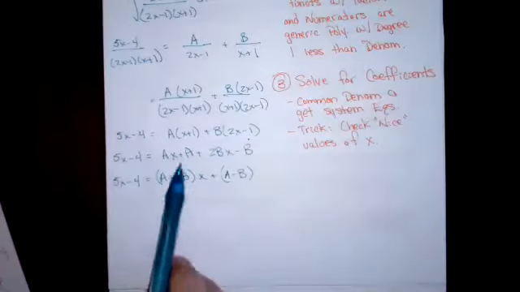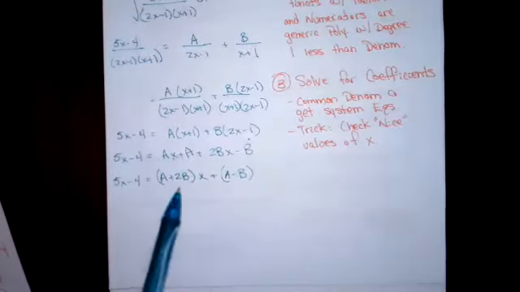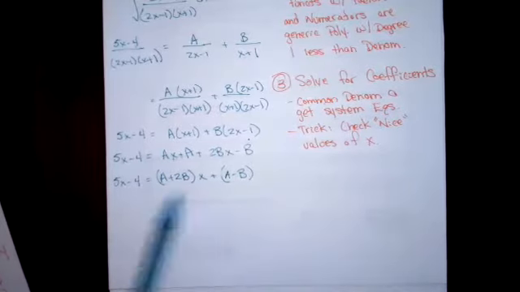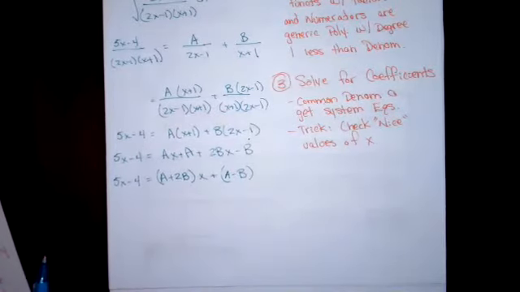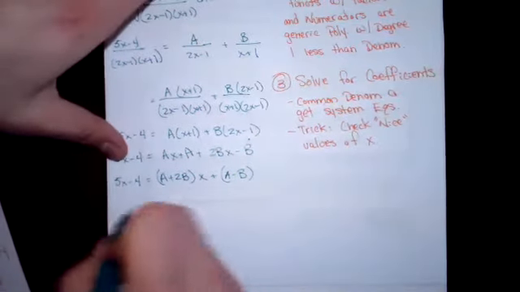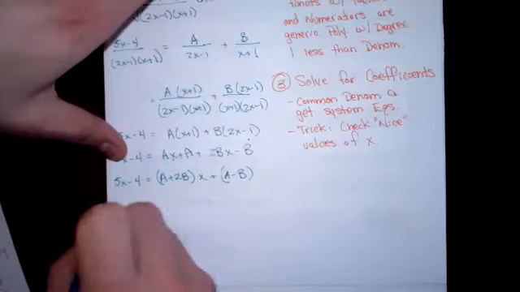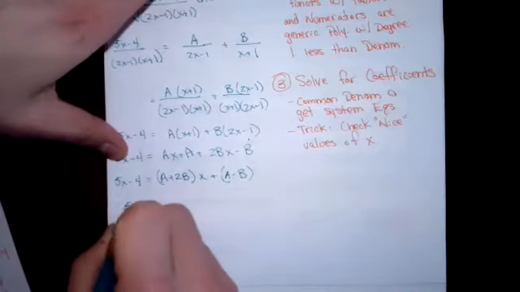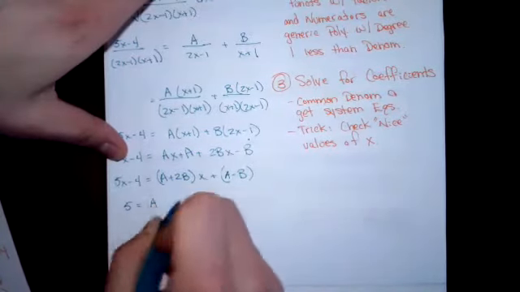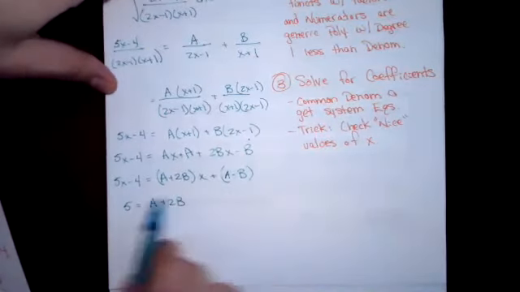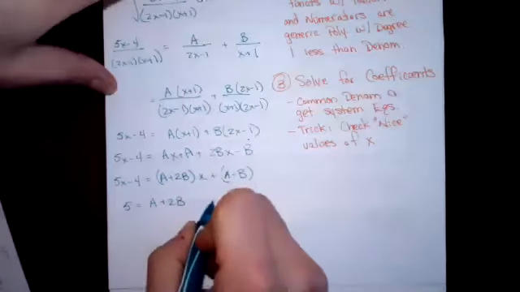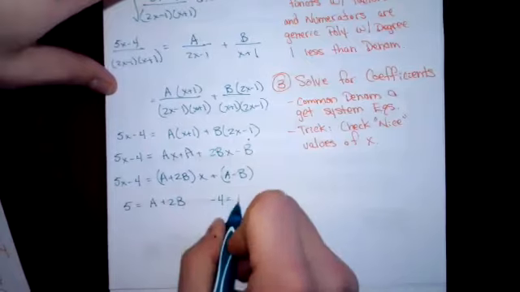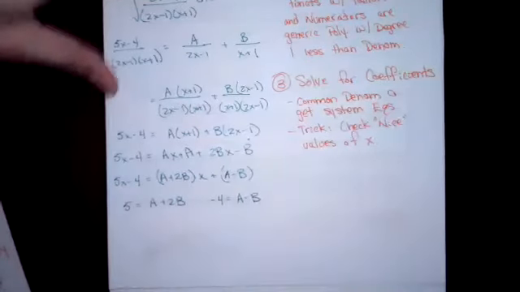Okay, good. So thank you for catching that mistake there. And then once we have two polynomials that are equal, this just means that the coefficients for corresponding powers of x have to be equal. So what this tells me is that my coefficient for x has to be the same. So we'll get the equation 5 equals a plus 2b. And likewise, the constant terms have to be the same. So negative 4 equals a minus b.